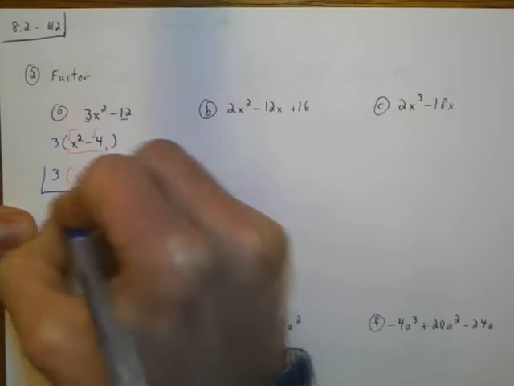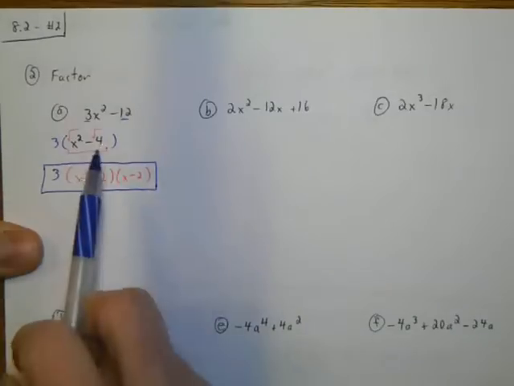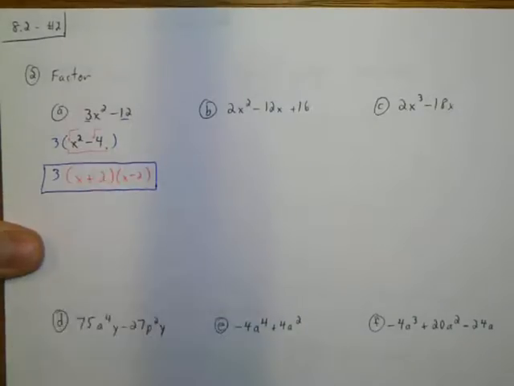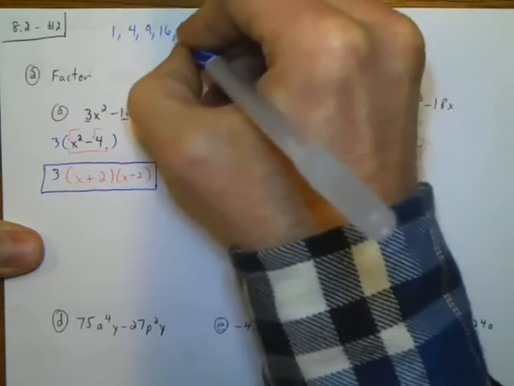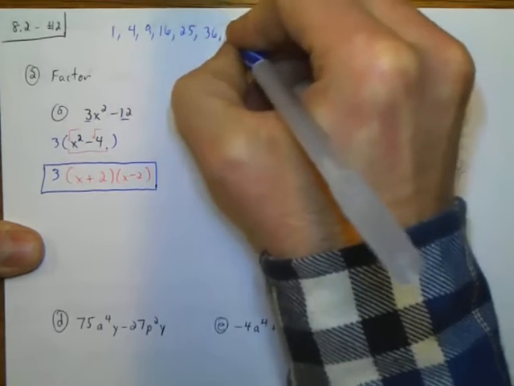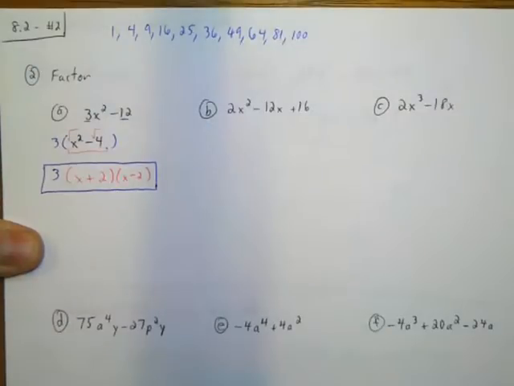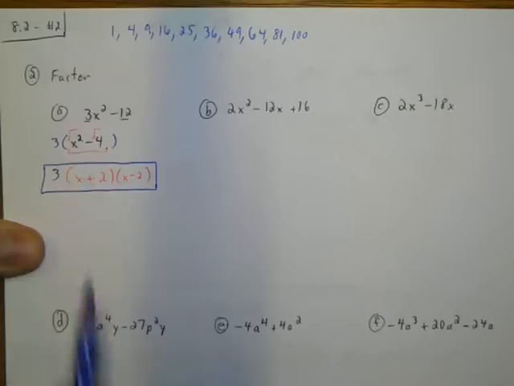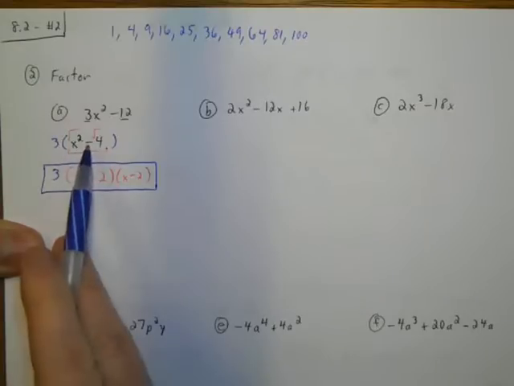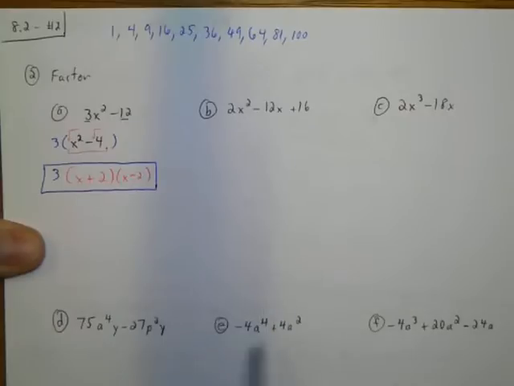Remember the difference of squares? Anytime I see one of the numbers of our counting or our perfect squares, 1, 4, 9, 16, 25, 36, 49, 64, 81, 100, remember that's a perfect square, so in this case I have a difference of squares. So if we can break this down, then we're going to break it down. That's kind of what all 6 of these problems are going to do, and that's the purpose for why we're factoring.